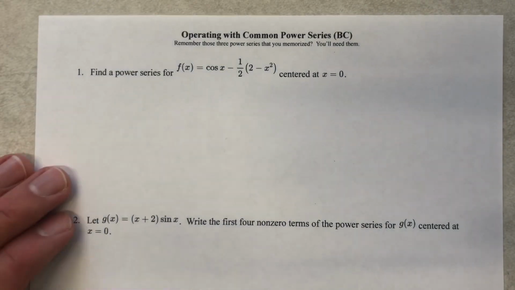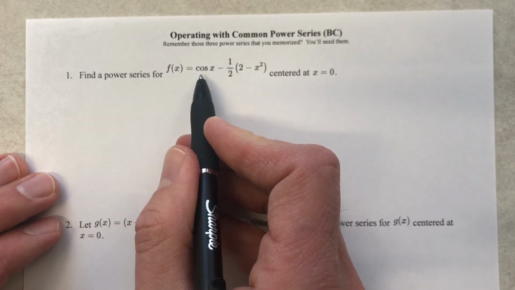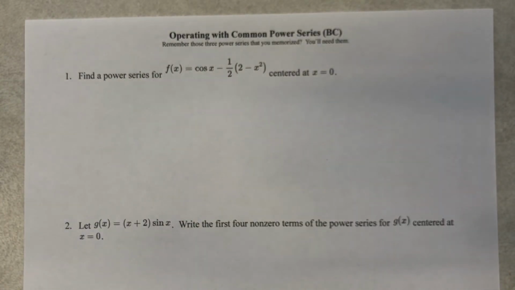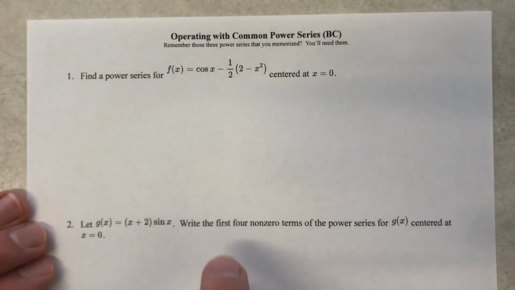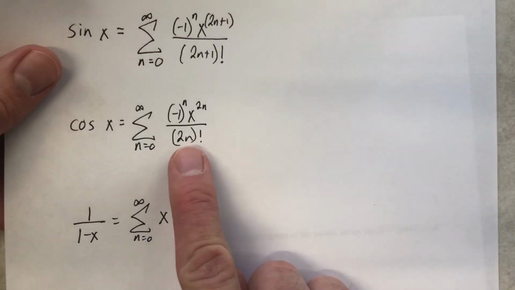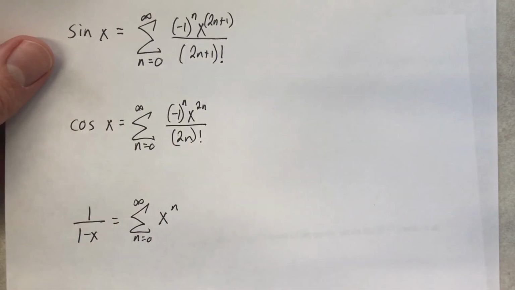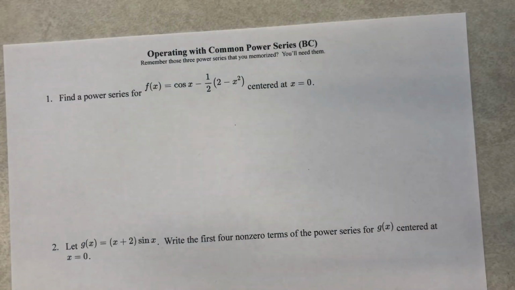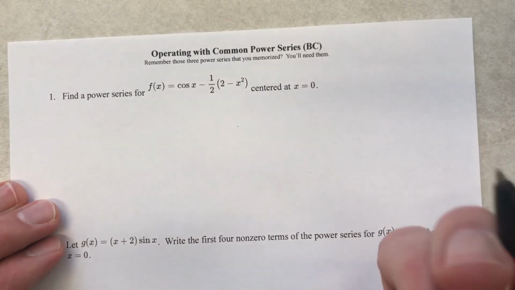Which is about to happen right here. Number one, find a power series for f of x equals this. Okay, whoa, find a power series. If the problem just said find a power series for f of x equals cosine x, then mission accomplished. Like done, right? But it doesn't say that. It says cosine x minus this stuff. So let's just keep going.